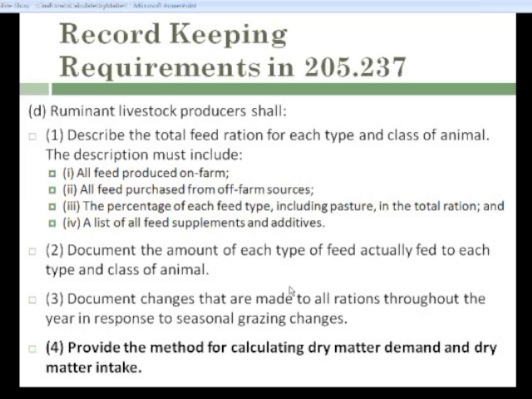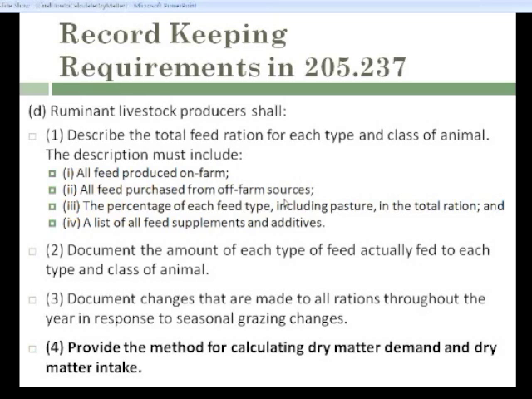So this is the detail in the livestock feed section of the rule, 205-237. And specifically in section D of this, this is where all of the new record-keeping requirements for farmers for this rule are in detail about the types of feeding records that you need to keep. And these are the records that, once you're keeping these, this will include all of the information you need to do the dry matter intake calculation using the subtraction method.